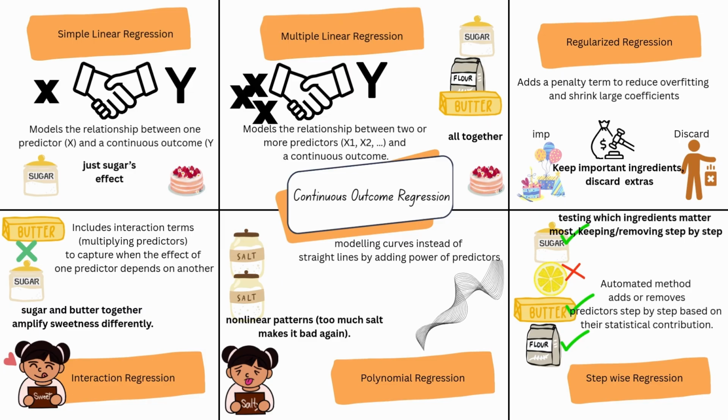Next is polynomial regression. It accounts for nonlinear patterns. Too much salt, again, makes it bad. Next is stepwise regression, testing which ingredients matter the most, keeping or removing step by step.